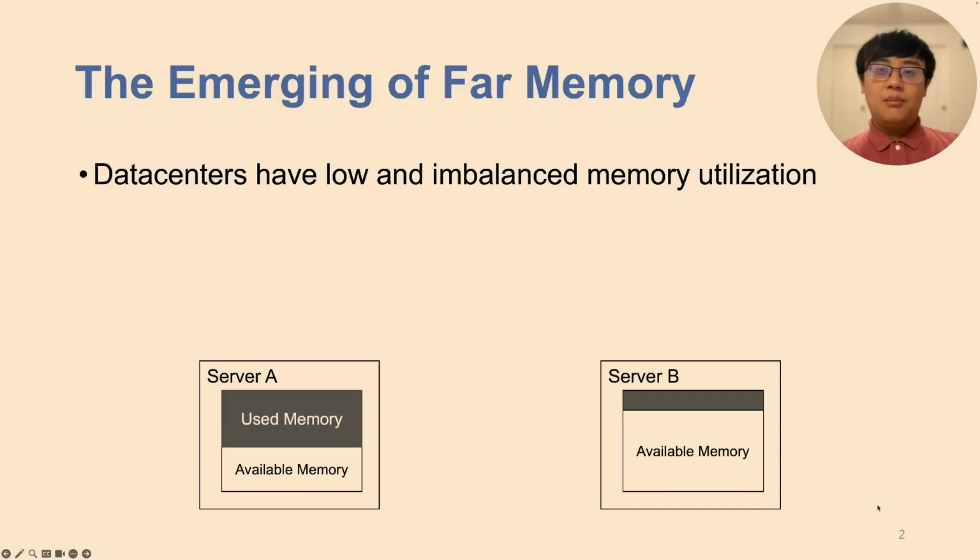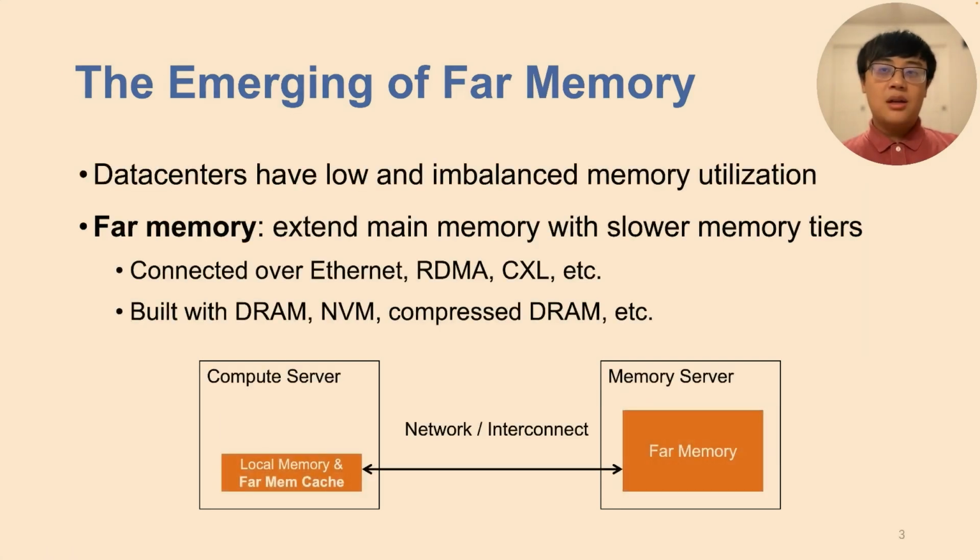Nowadays, low and imbalanced memory utilization has become a major problem in data centers. The emerging file memory technologies utilize slower memory tiers beyond the main memory, and even beyond server boundaries, to solve this problem. They place memory on slower tiers, including remote DRAM and non-volatile memory, and use RDMA or CXL to connect them back to the compute server to increase resource utilization.